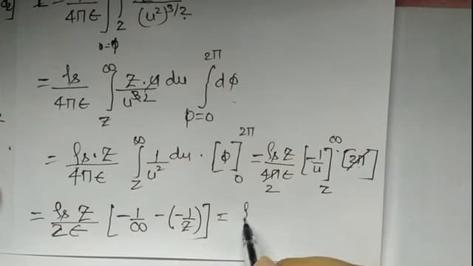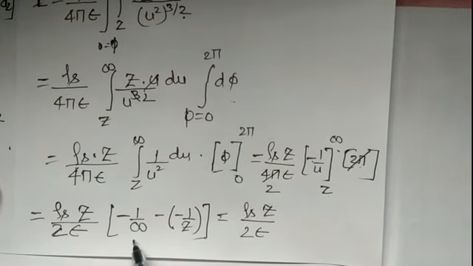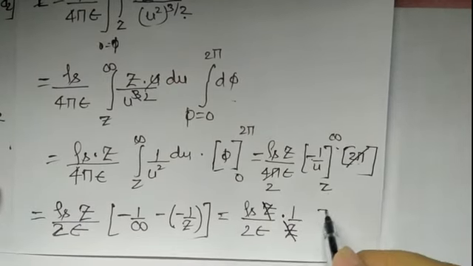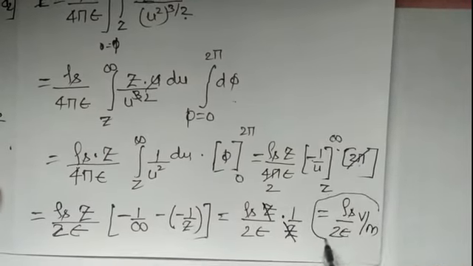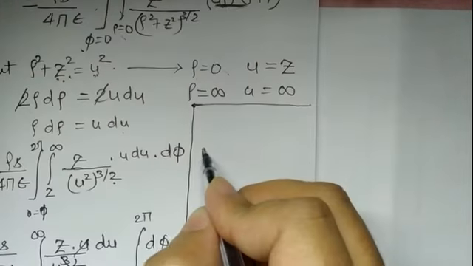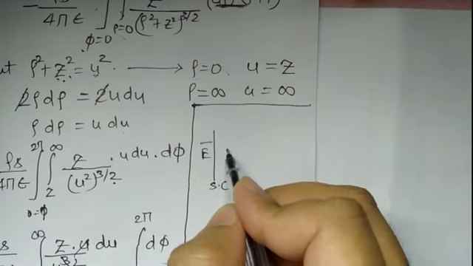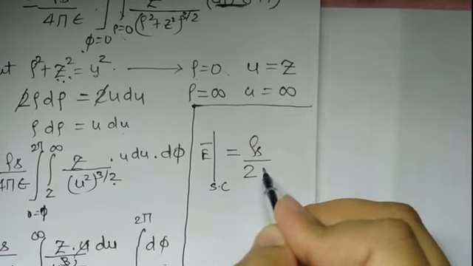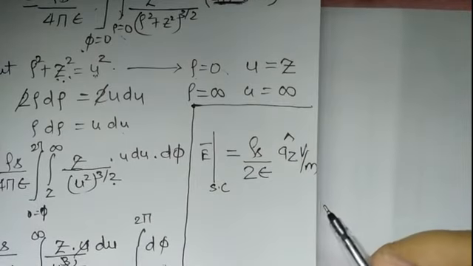So therefore it would be rho s into z divided by 2 epsilon. So minus 1 upon infinity would be equal to 0. Minus minus plus, so therefore into 1 by z. So z will get cancelled, leaving behind rho s upon 2 epsilon volt per meter. So this will be the final value. This final value of E bar due to infinite sheet charge will be equal to rho S divided by 2 times epsilon into Az cap volt per meter.